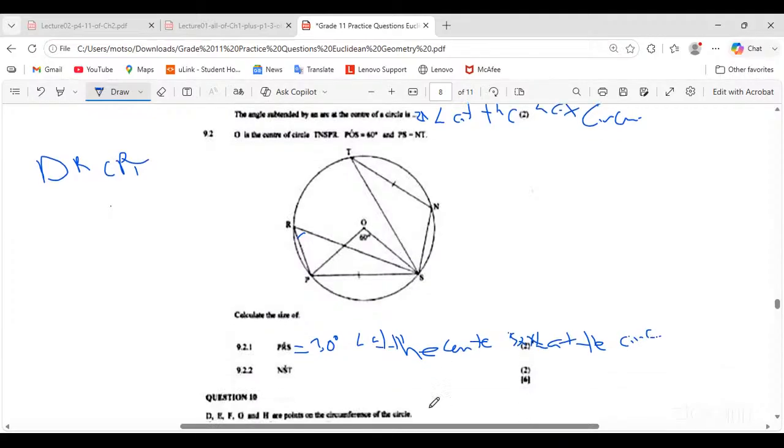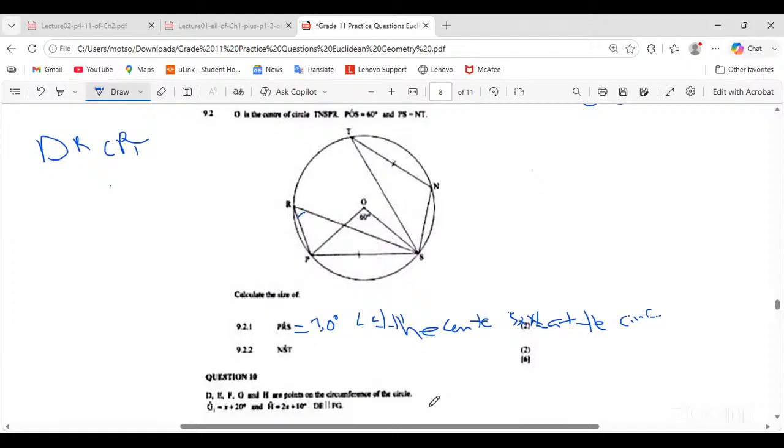Now let us go to the next question, 9.2.2. We are required to find the angle NST. So it's NST, which is this angle here. So what are we going to do?